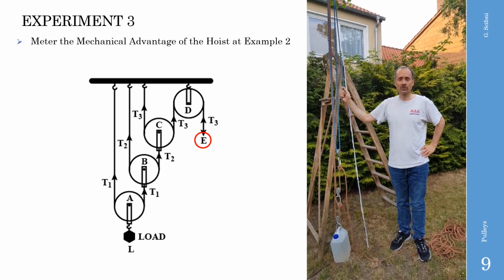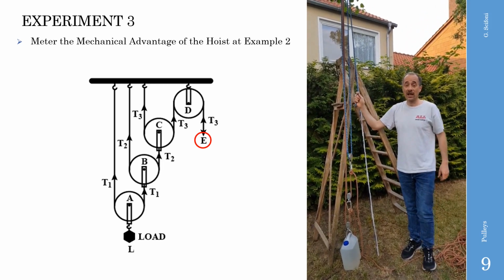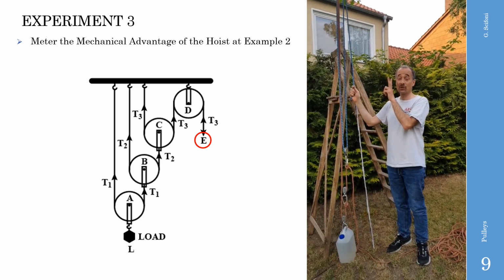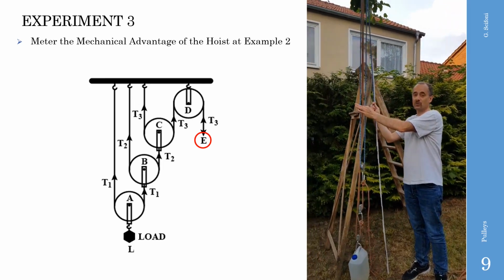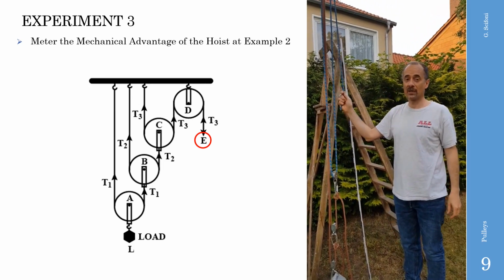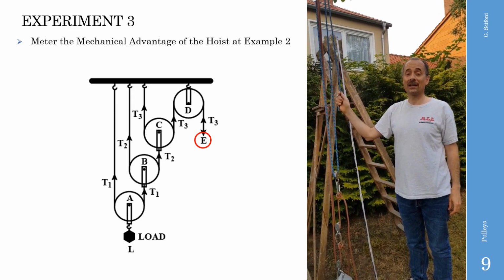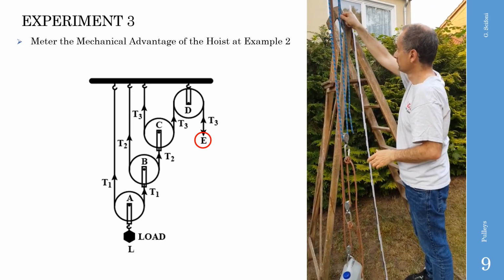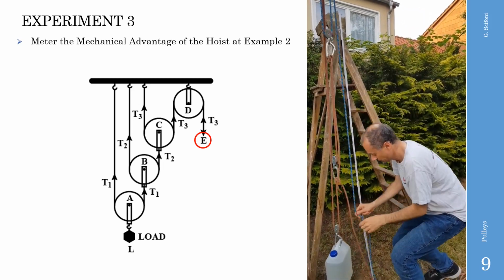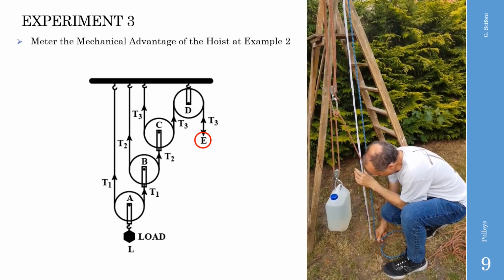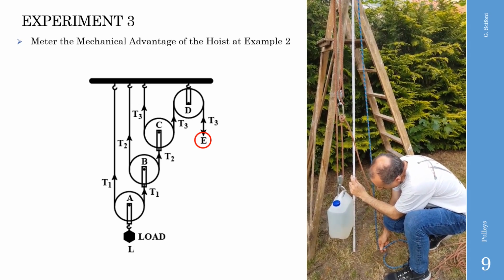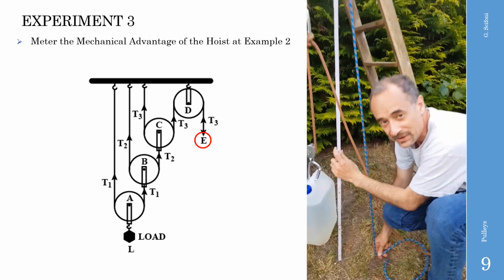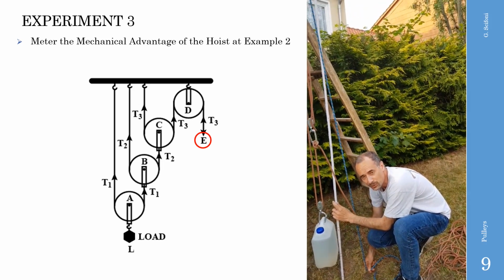The last trial we want to do is with another type of hoist, always having 4 pulleys, but this time 3 ropes, 2 times the red one and once the blue one. This hoist has a mechanical advantage of 8. Let's meter it. The canister gets lifted exactly 25 centimeters, that is 1/8 of 2 meters.